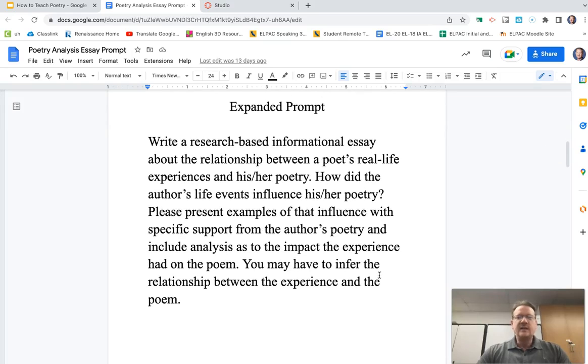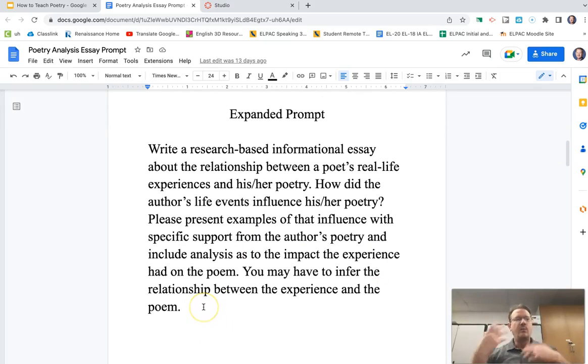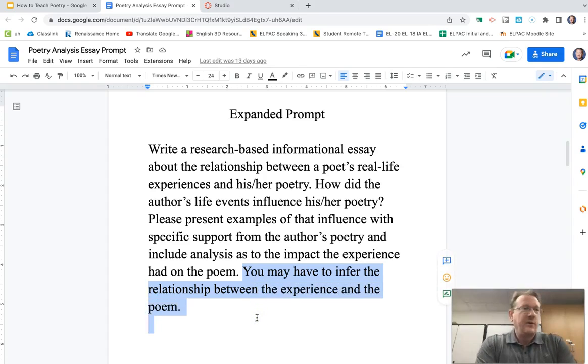Here's an extended prompt for students that want a little more explanation about this. I pretty much have just added this line here. And I tell the students, look, you're going to have to infer the relationship between the experience and the poem, because we don't know. Even if you Google, you might be able to find an interview with the author, but the reality is the author, the poet, the songwriter might just be saying anything off the top of their head, whatever they were going through at the time.